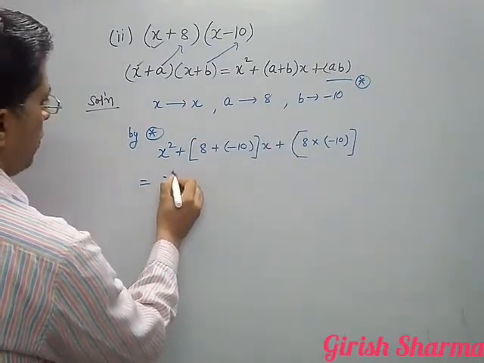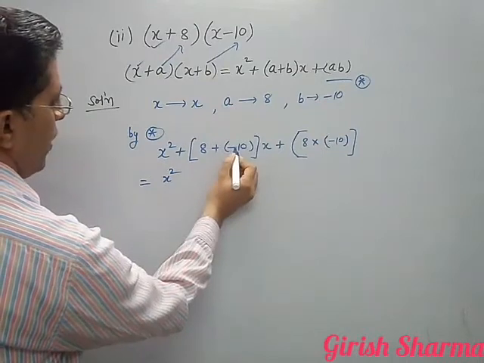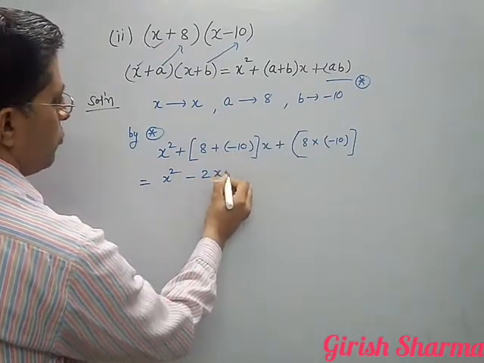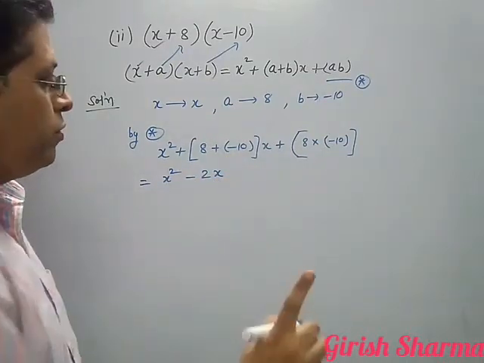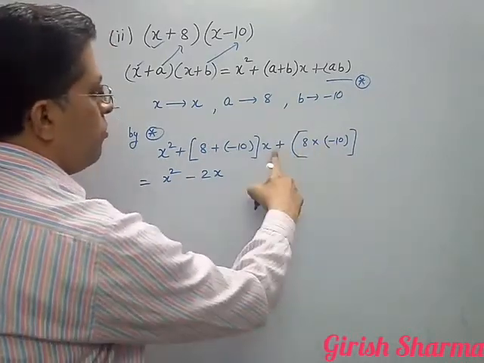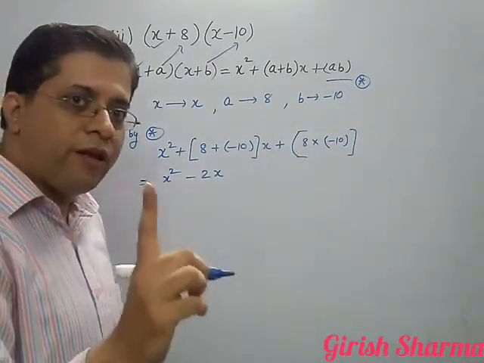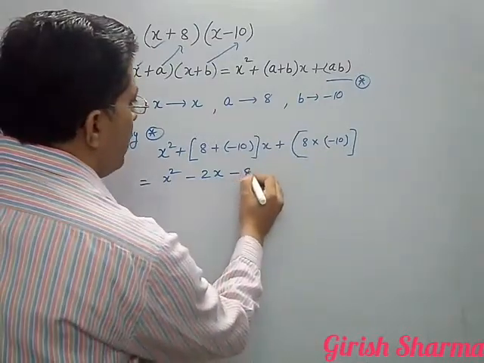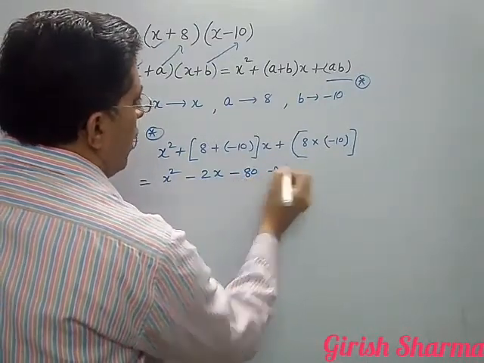Now come on, I am trying to solve this. 8 minus 10, this is your minus 2. Clear, minus 2? Then see, 10 8s are 80 and here plus into minus is minus. This will become minus 80 now. This will be minus 80 and this is your answer.